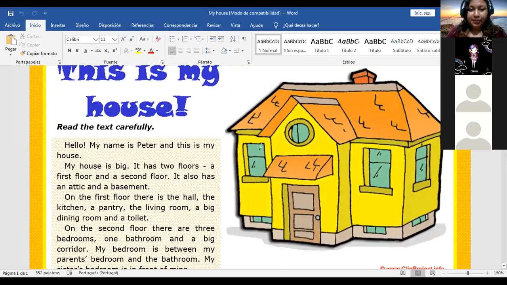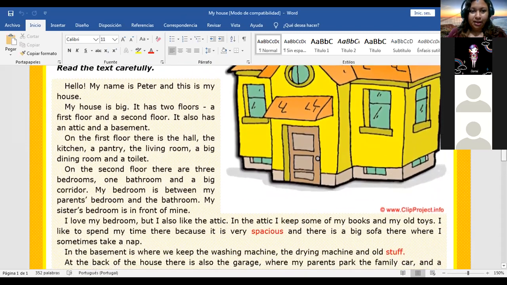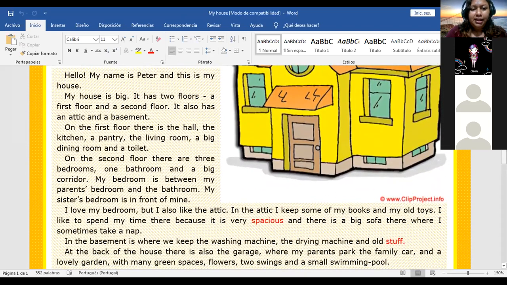So we say, this is my house. Repeat it with me. This is my house. Okay, so you say, hello, my name is Peter, and this is my house. My house is big. It has two floors.